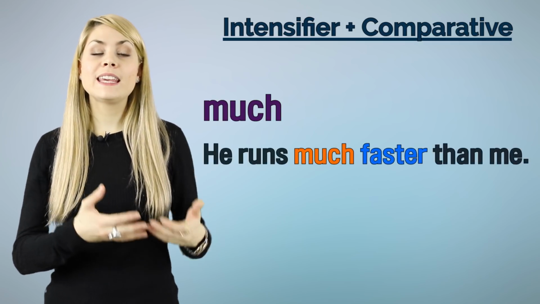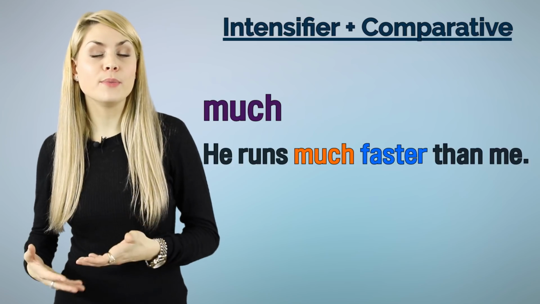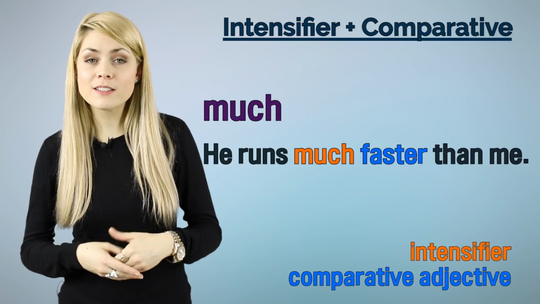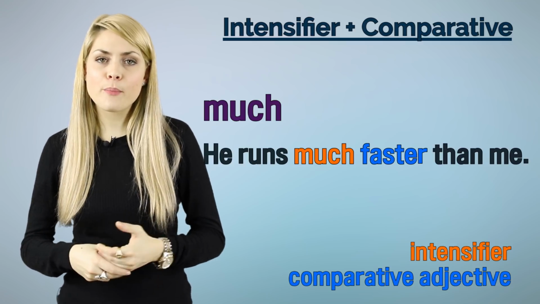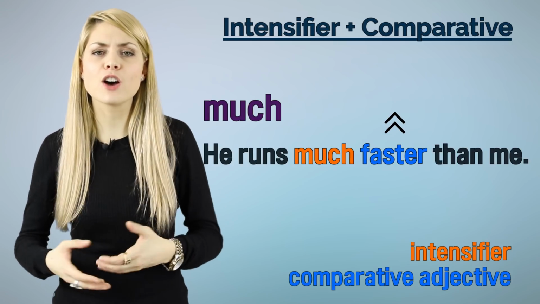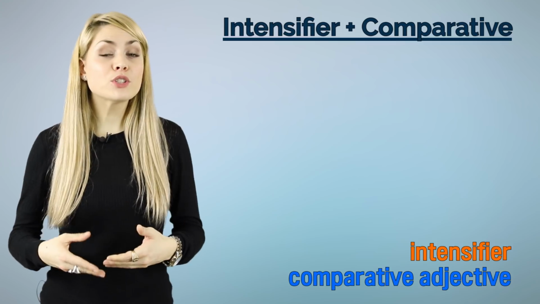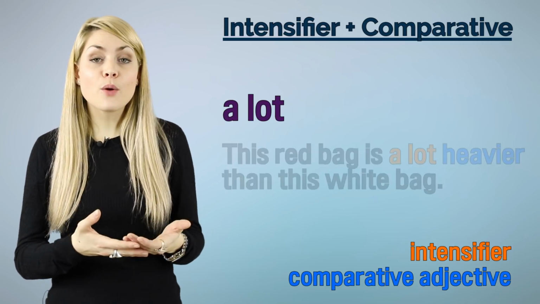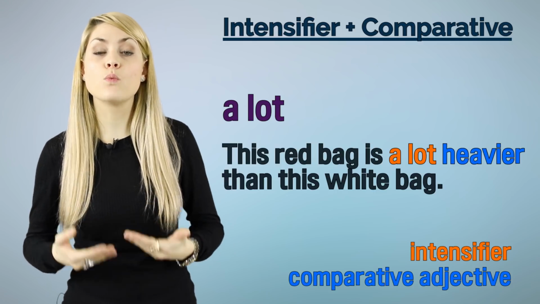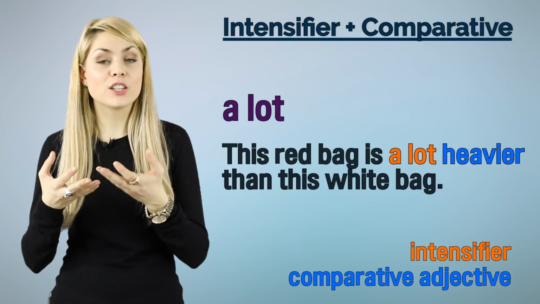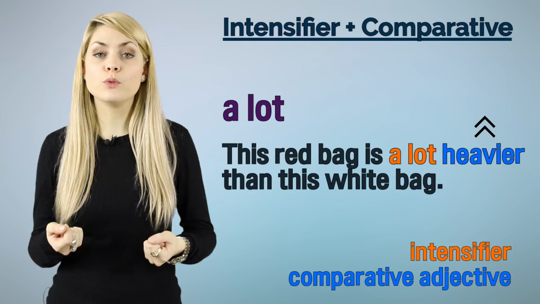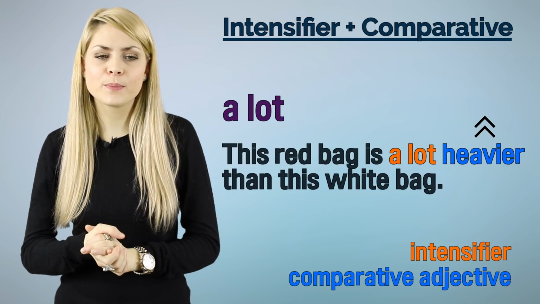For example, he runs much faster than me. Faster is the comparative form of the adjective fast, and to intensify the comparison, we use the intensifier much. So he runs much faster than me. We also use a lot. For example, this red bag is a lot heavier than this white bag. Heavier is the comparative form of the adjective heavy, and we make it even more powerful with a lot heavier.